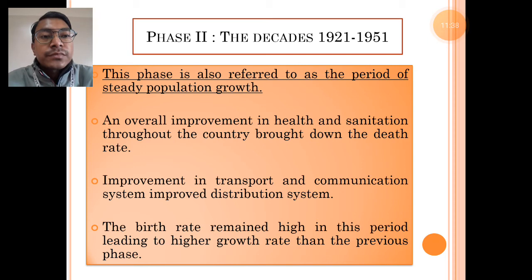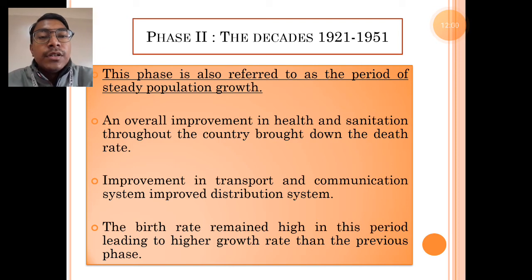The birth rate remained high in this period, leading to a higher growth rate than the previous phase. And this is the reason that the population started increasing rapidly during this phase. One of the most important things about phase 2 is that during this phase, India got independence in the year 1947.